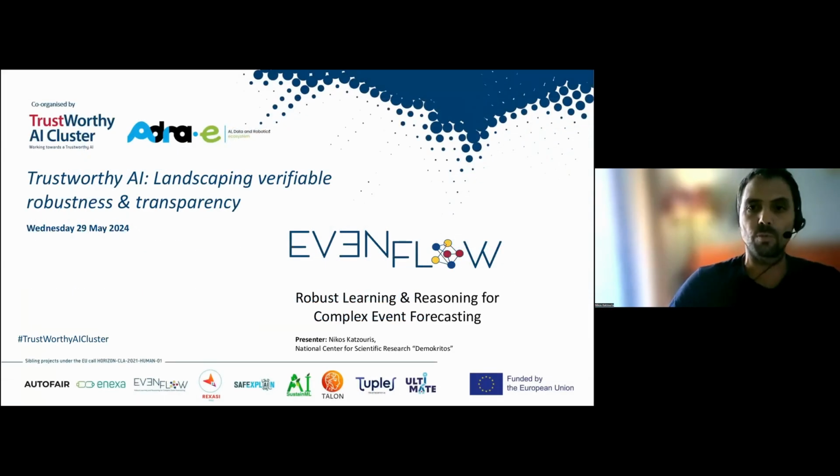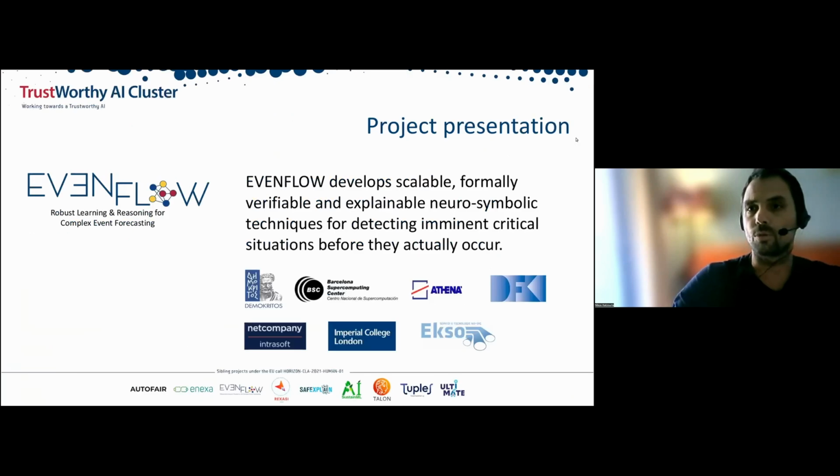I'm Nikos Katsouris from the EVENFLOW project, and I will briefly talk about the work that we're doing on robust learning and reasoning for complex event forecasting and the relation of that to some aspects of trustworthy AI. So, in one sentence, EVENFLOW's mission is to develop scalable, formally verifiable, and explainable neurosymbolic techniques for detecting imminent critical situations before they actually occur.